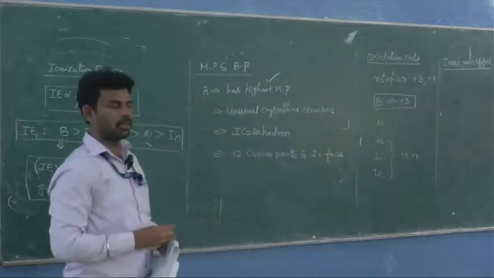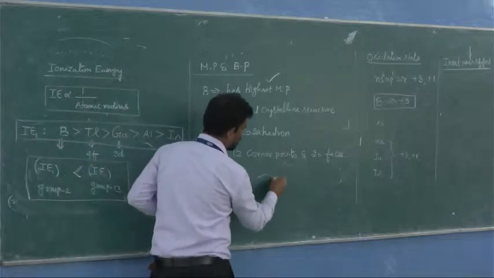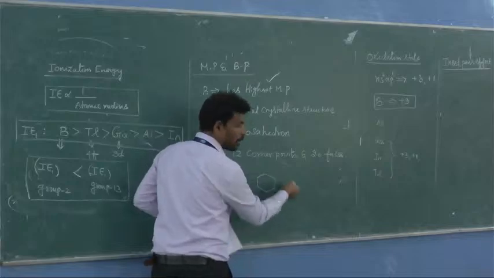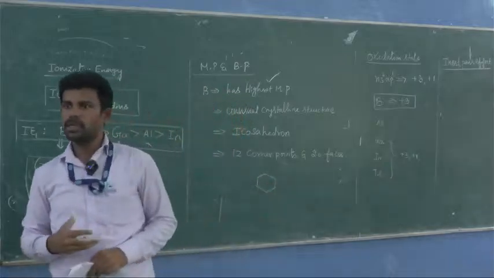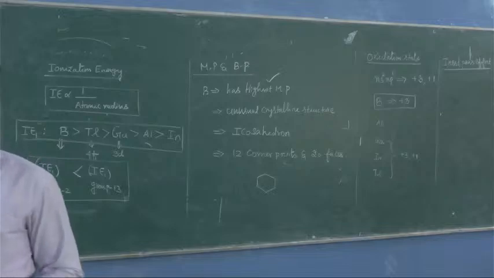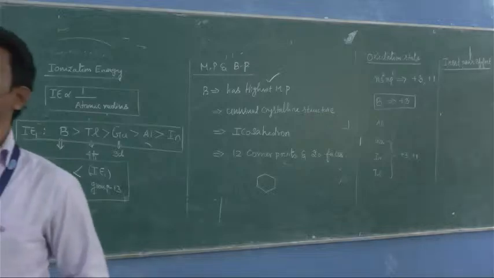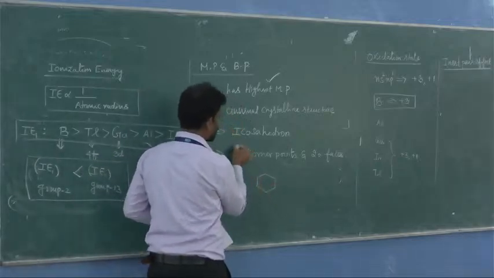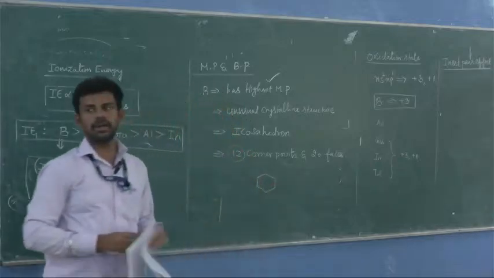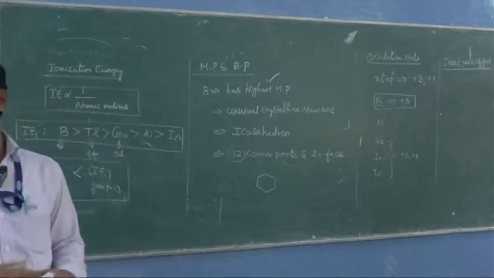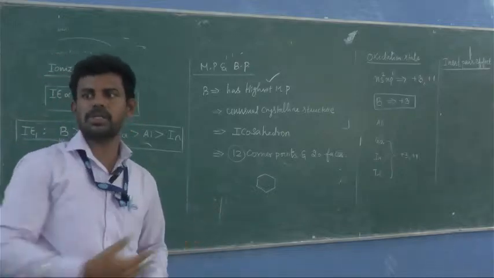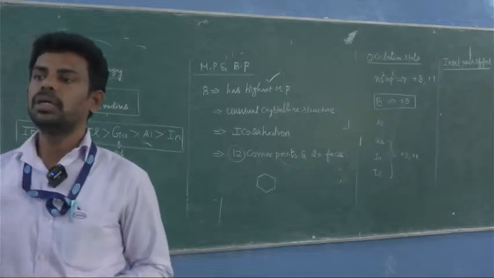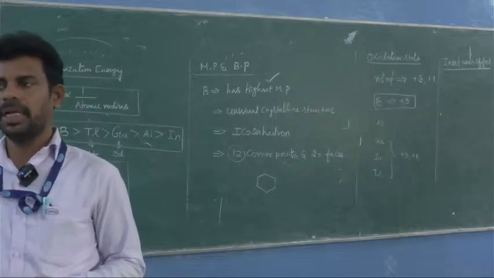It has 12 corner points, like this. Is it clear? Roughly I will draw this. Because of the unusual crystalline structure I cannot draw it fully, but this structure is called icosahedron. I could draw only 6 corners, but it has 12 corner points and 20 faces. Because of this unusual structure, it has a higher melting point when compared to gallium, aluminum, indium and thallium.